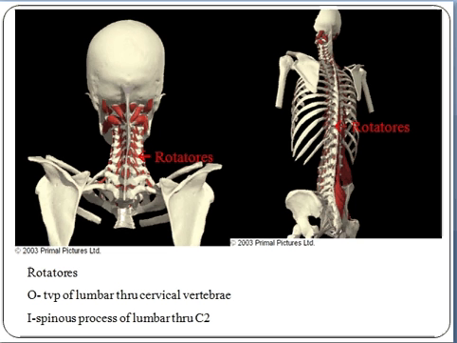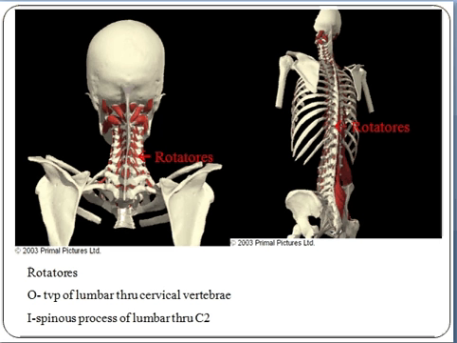Here is a picture of the rotatories by themselves. And you can see how tiny they are, little tiny muscles, which means that they're able to do very fine, tiny movements. And the only thing that these muscles move are the joints between the vertebrae. Remember, a muscle can only shorten and lengthen, and it moves the joint over which it crosses. So this is a very tiny movement.